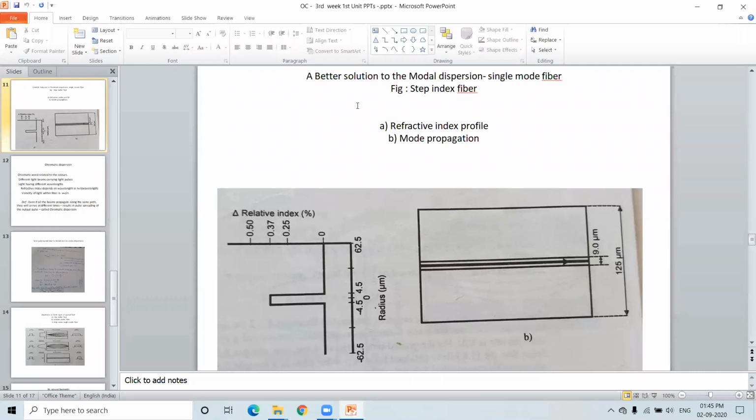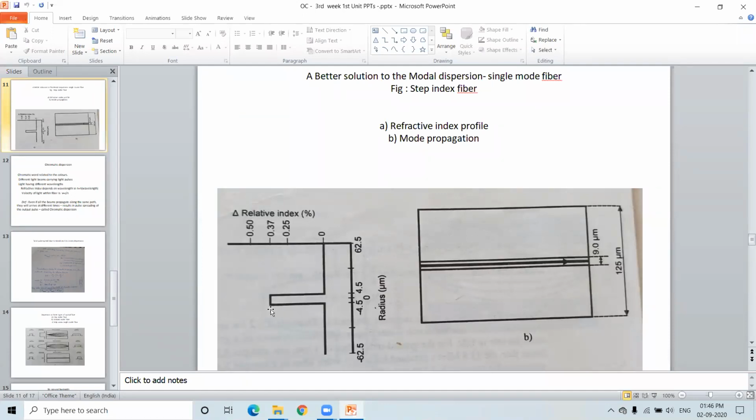Single mode optical fiber. This is called a better solution to the modal dispersion. Why is it called better? There is no question of other modes other than the single mode. Therefore, no pulse spread at all. Therefore, it is a better solution to the modal dispersion. So that is nothing but the single mode, step index optical fiber. Now, please all of you look into this single mode step index optical fiber's refractive index profile. This is called a refractive index profile.